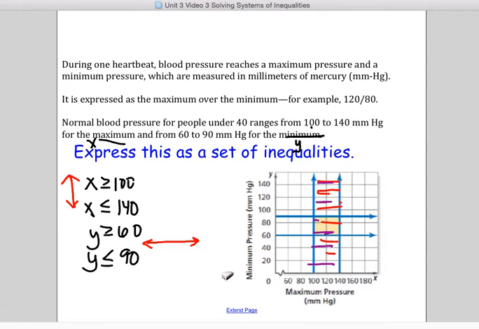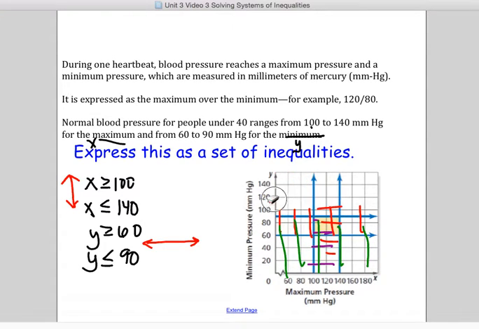Now we're talking about the minimum. It's from 60 to 90. Well, in this case, my y values are greater than or equal to 60. So to be greater than or equal to 60, I'm going this direction. And my top value is that y is less than or equal to 90. So here's 90. To be less than or equal to 90, I'd be here. Once again, notice how in between here is where I am double shaded.